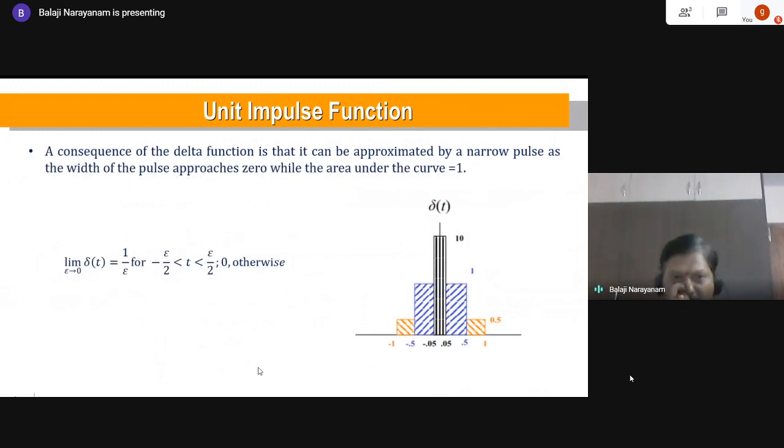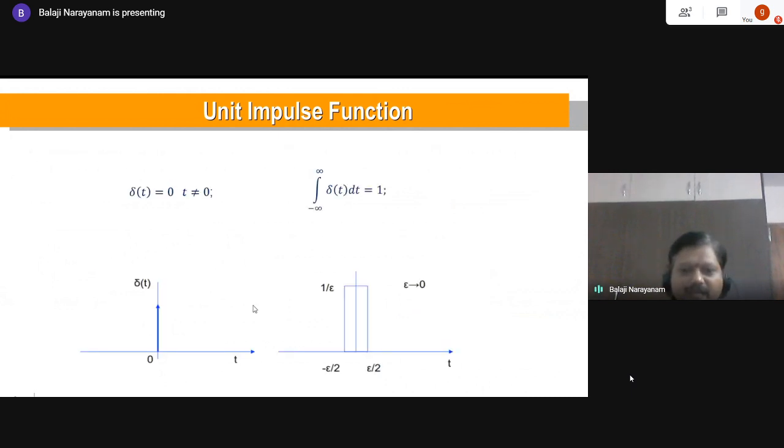A consequence of the delta function is that it can be approximated by a narrow pulse. You observe here we have a narrow pulse; on the x-axis you see the width of the pulse, and this is the height of the pulse. The width of the pulse approaches 0 while the area under the curve is 1. For example, take generalized limits on the width, like minus epsilon by 2 as the lower limit and plus epsilon by 2 as the upper limit, and the height is 1 by epsilon.